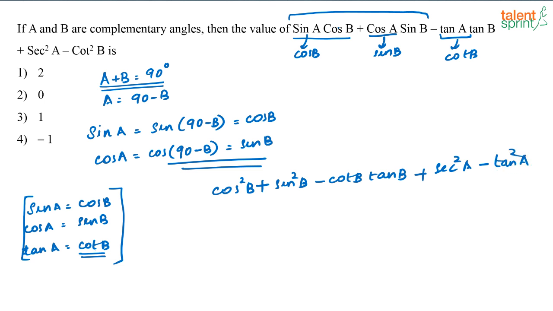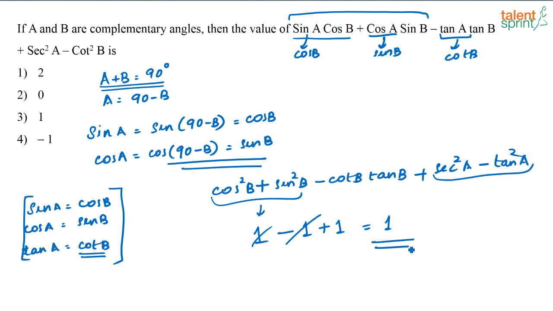Now, what will you get? Here you have cos square B plus sin square B, which is equal to 1. Cot B into tan B is also equal to 1, since cot into tan is 1. Sec square A minus tan square A is also equal to 1. So what is your answer? 1 minus 1 will get cancelled, and 1 will be your answer. So the correct answer here is option 3, 1.